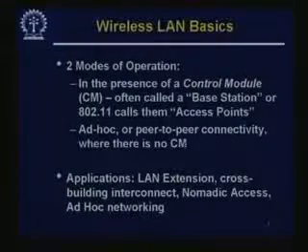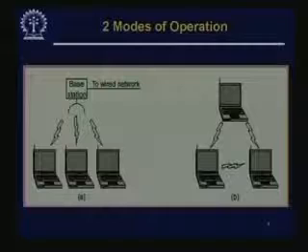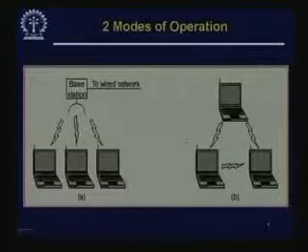The other mode of operation is a rather ad hoc network. That means you just have some peers and there is peer to peer connectivity and there is no central module. Applications could be LAN extensions, cross building interconnect, nomadic access, that means somebody has just moved in and can immediately have access, ad hoc networking and things like that. So, these are the two modes of operation. In one we have a base station which is controlling them, and this is slightly easier to handle than a completely peer to peer ad hoc network.